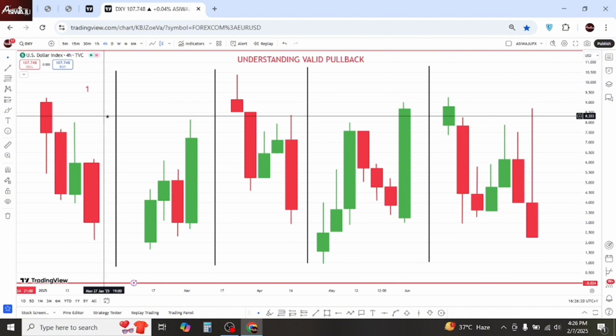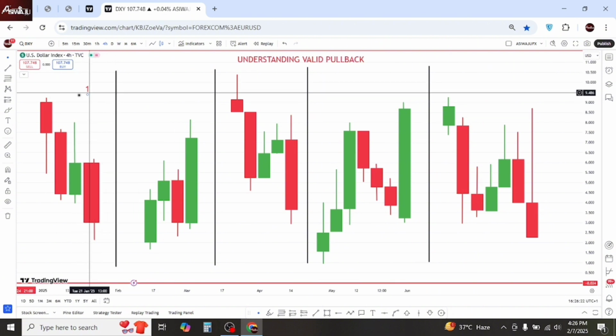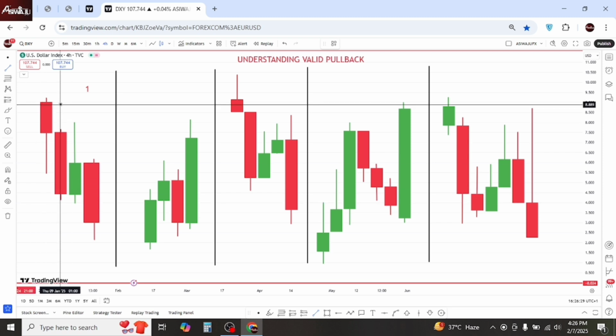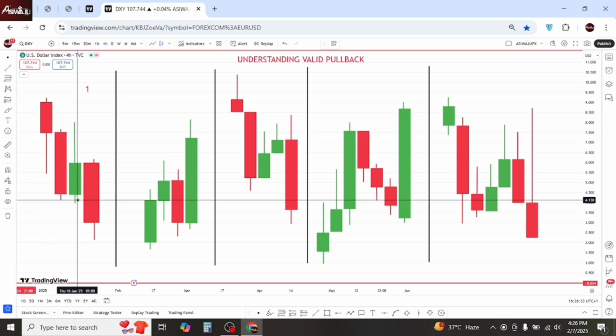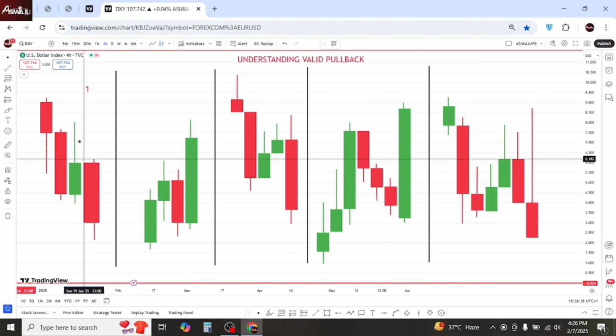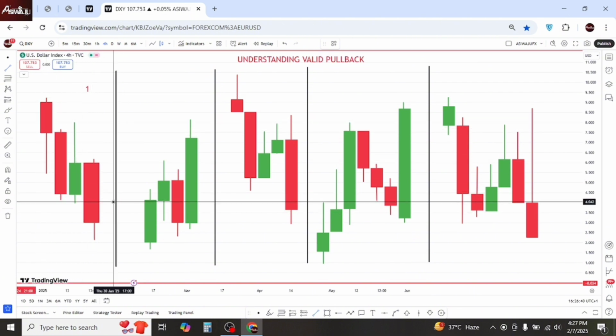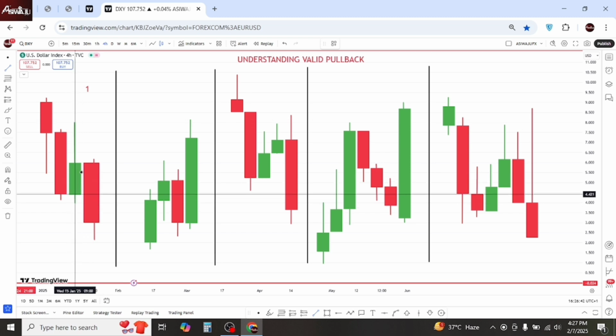As you can see, in the first example we have a bearish trend. We have 1, 2, 3 candles, and which of these candles actually pulls back against the prevailing trend? Now this is the green candle. This green candle that you see right here is the candle that pulls back in this prevailing trend, in the bullish trend.